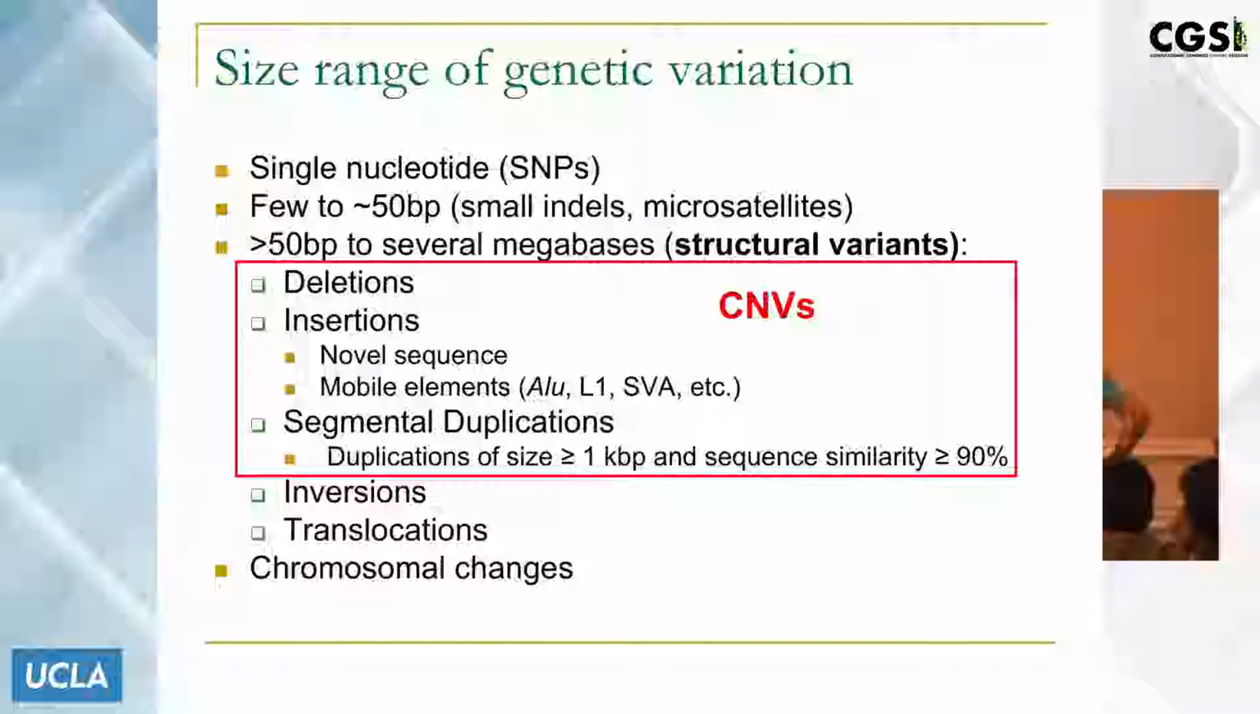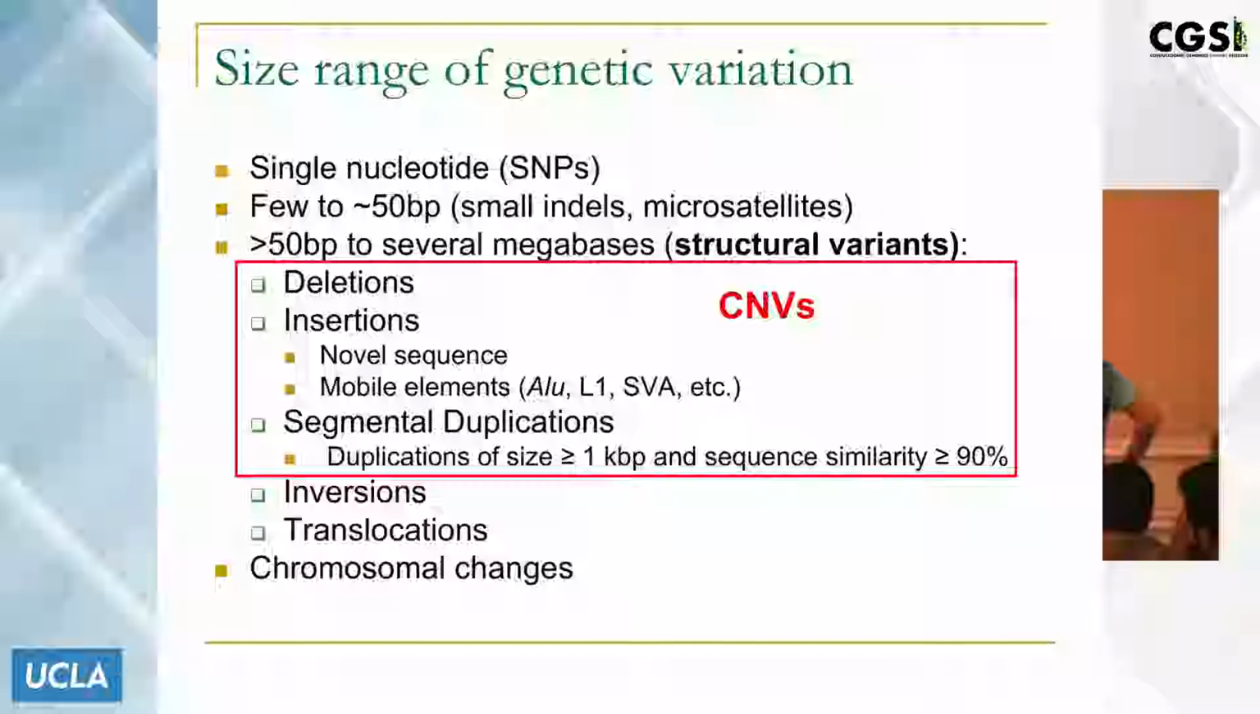Again, this can be deletions, insertions and insertions of novel sequence, or insertions of mobile elements. Also segmental duplications, which are duplications of size larger than 1 kb, copied to another part of the genome with a sequence similarity more than 90%. There can be inversions of some DNA and translocations of some DNA from one chromosome into another. And there are much larger ones, the chromosomal changes, where the most well-known is the Down syndrome. So it is the third copy of chromosome 21.